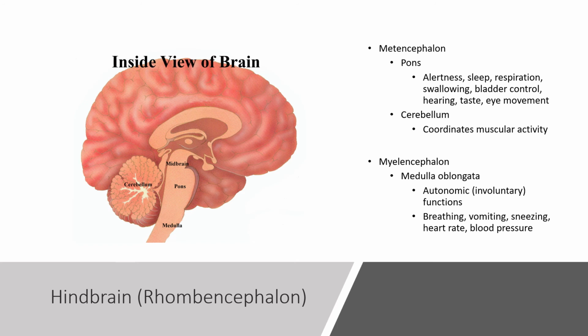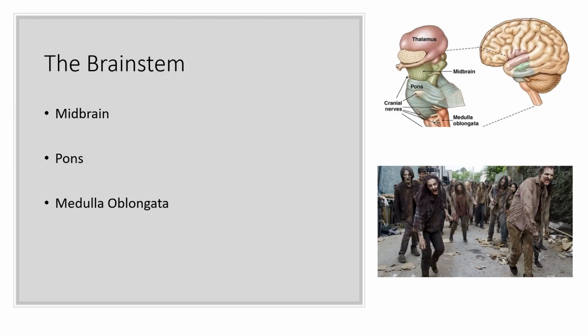The myelencephalon has the medulla oblongata, which is involved in a lot of autonomic or involuntary functions, such as breathing and vomiting and sneezing and heart rate and blood pressure. Now, your brainstem contains your midbrain, the pons, and the medulla oblongata.